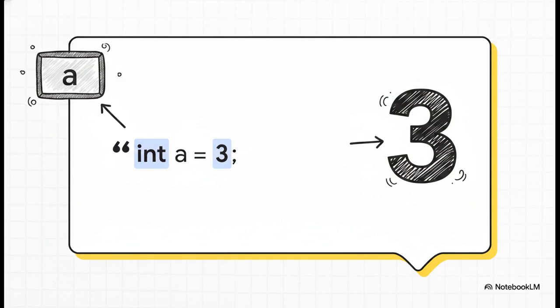So let's see how this actually plays out in code. When you write a simple line like int a = 3, what are you actually doing? Well, you're telling the computer to create an integer variable, a container, and name it a. Then, using that equal sign, you're taking the constant integer value of 3 and putting it right inside that container. It is really that straightforward.